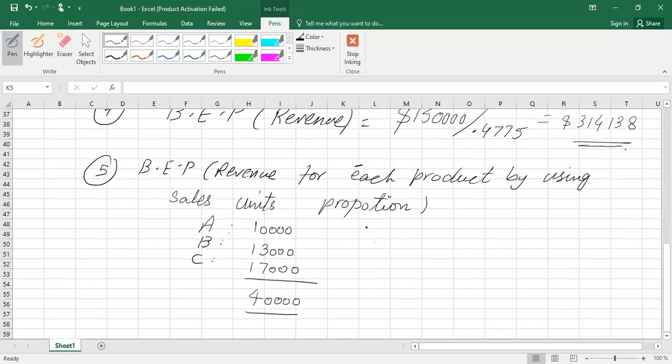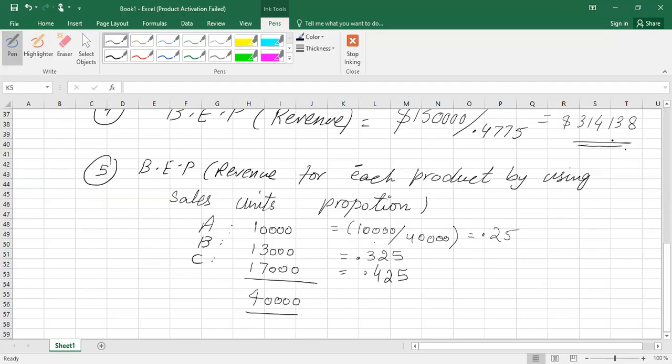Now we will calculate their proportion. Proportion means percentage. This 10,000 units is divided by 40,000. It means out of total sales, 25% or 0.25 is the proportion of A. Second one, 13,000 divided by 40,000. It is 0.325. Third one is 17,000 divided by 40,000. It is 0.425. This is what? This is the proportion of sales units.